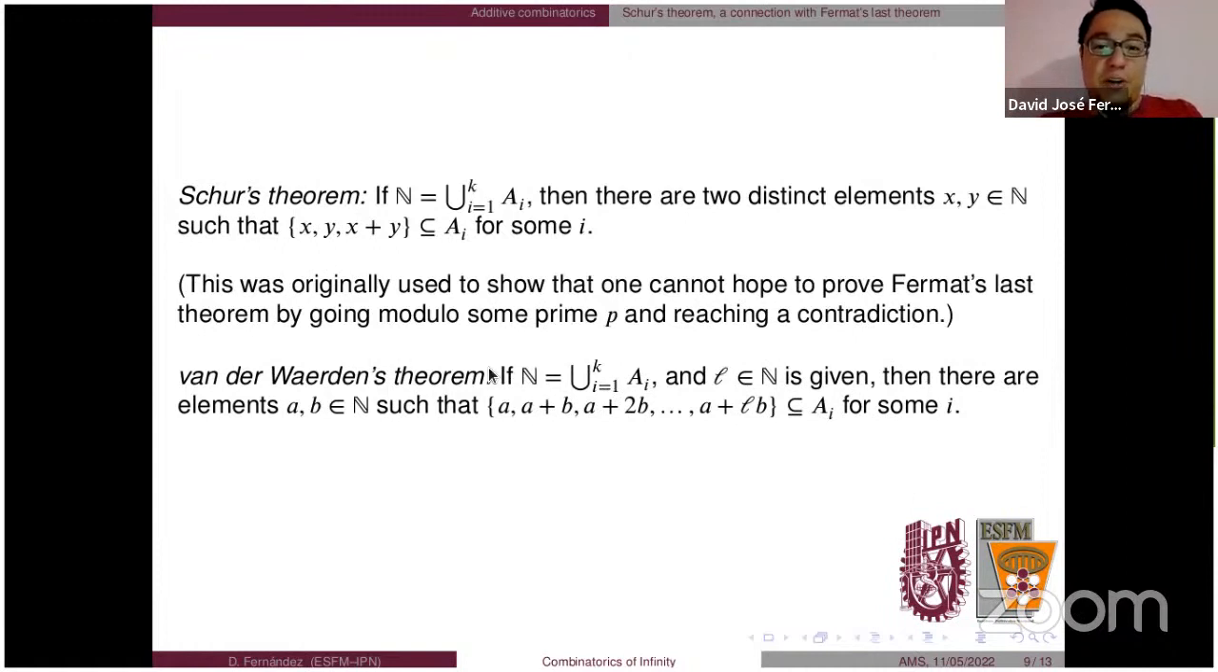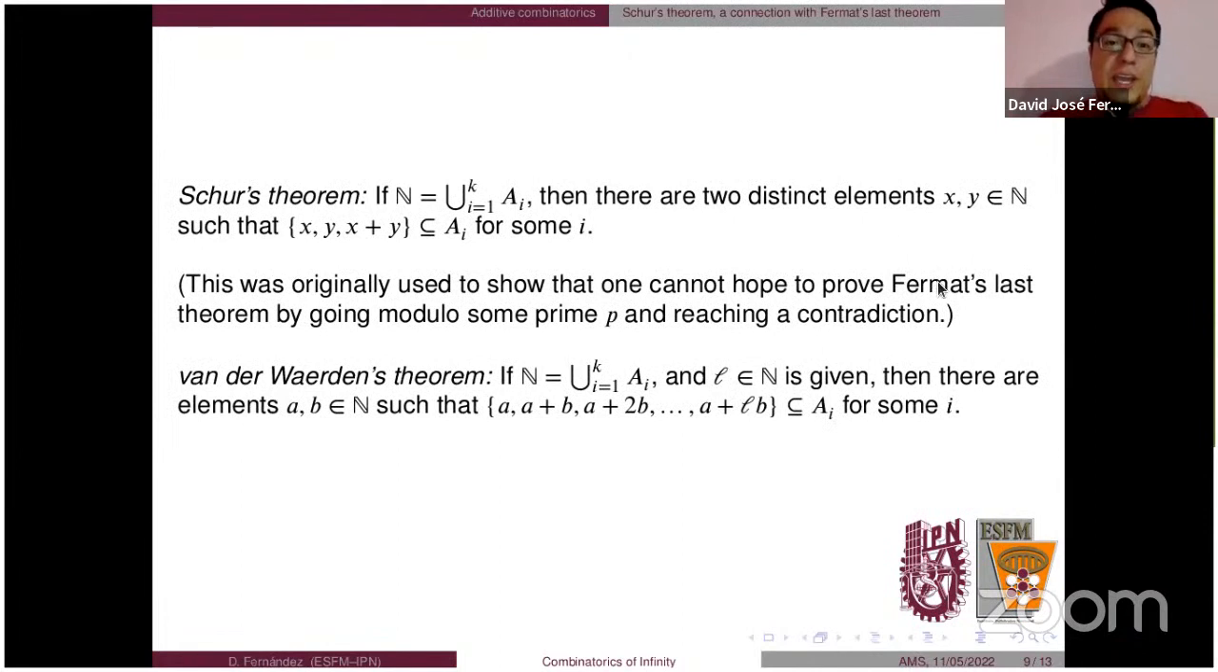No matter how you color this structure, you're going to find interesting substructures within one cell of the partition, interesting substructures that have only one color. Okay, and that's it. Well, this is another example.